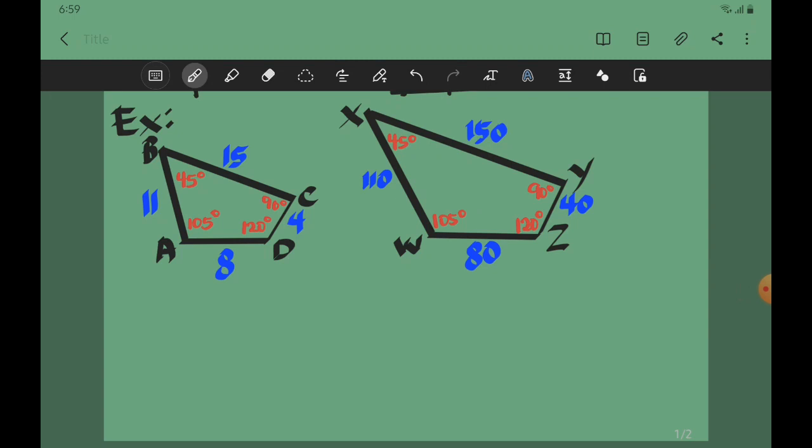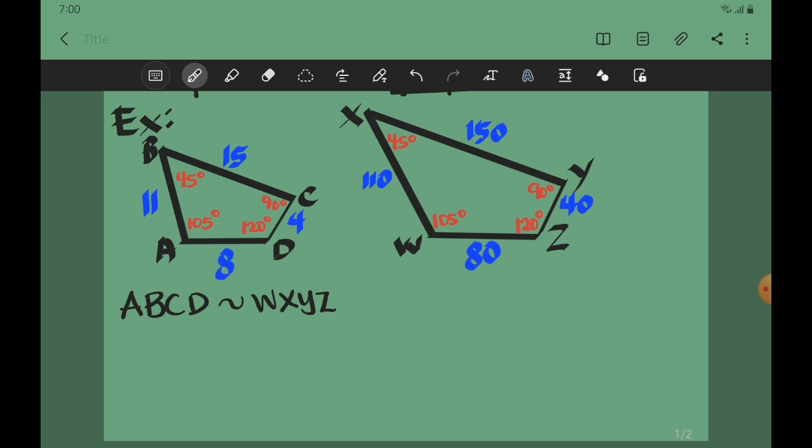So let us have an example. Quadrilateral ABCD is similar to quadrilateral WXYZ. This symbol represents the word similar. So these two quadrilaterals are similar to each other. So how are we going to prove that they are similar?